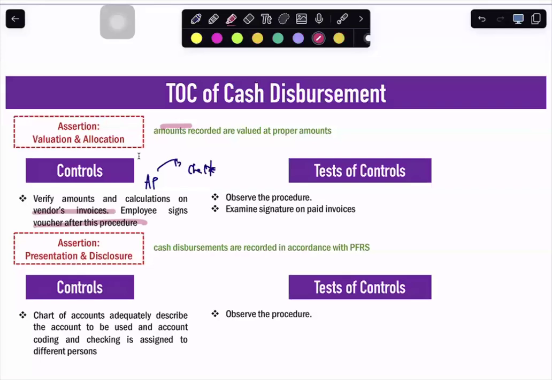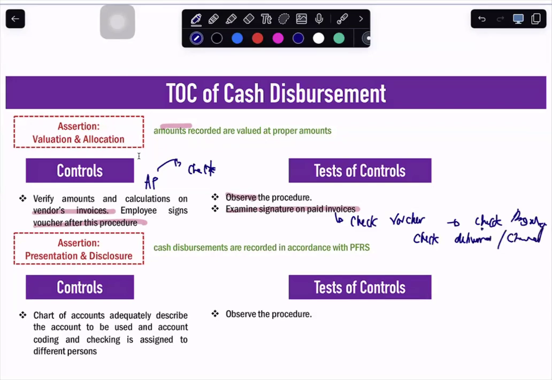So how do you test that control? Again, you observe and you examine the signature on your paid invoices. So how do you determine whether the invoice is already paid? Whenever there is already a check voucher, you record this on your check register, and then check whether the check is already delivered and cleared by the bank.